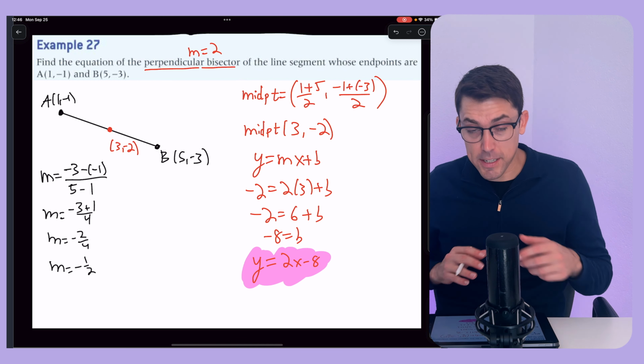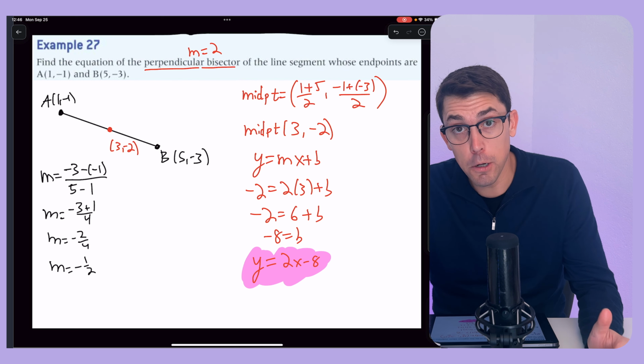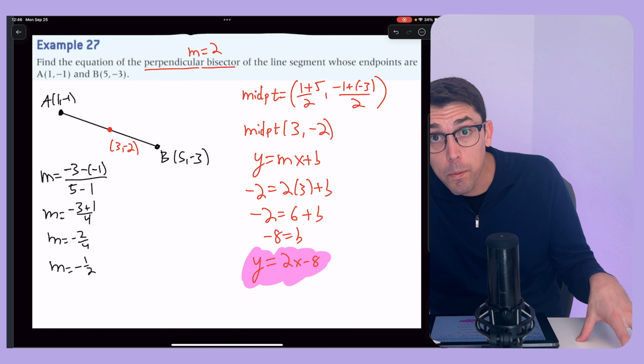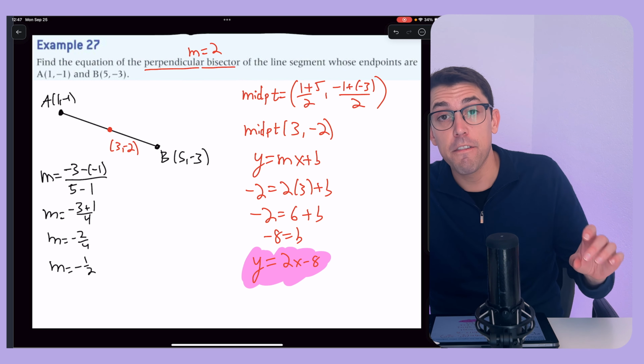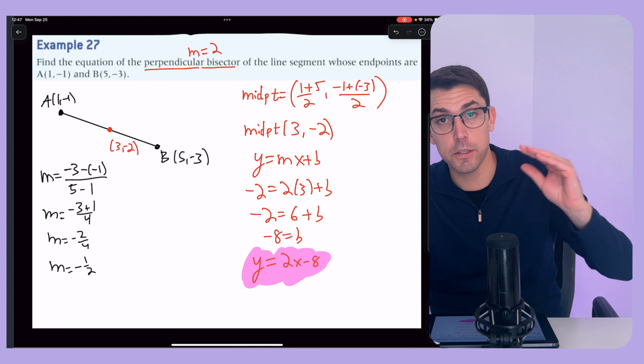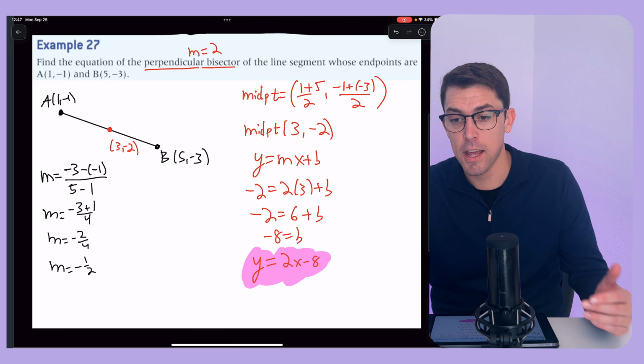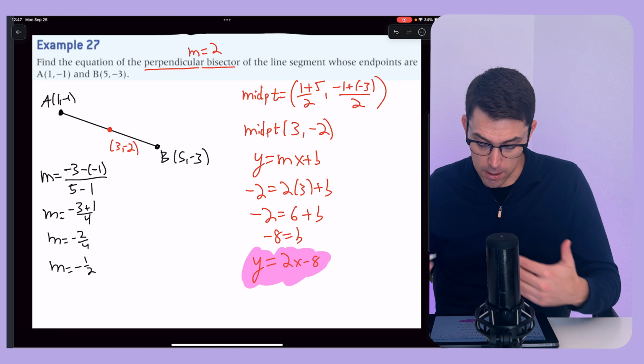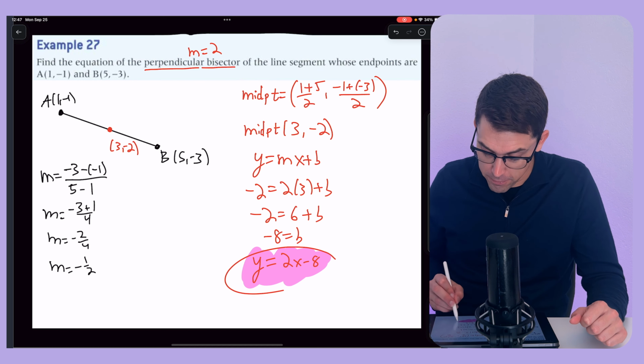minus 8. So that's how you can go from having 2 points, finding the slope, reciprocating that slope, figuring out what the midpoint is, plugging those into your y equals mx plus b equation, finding your missing value of b, and voila, we are ending up with the final answer.